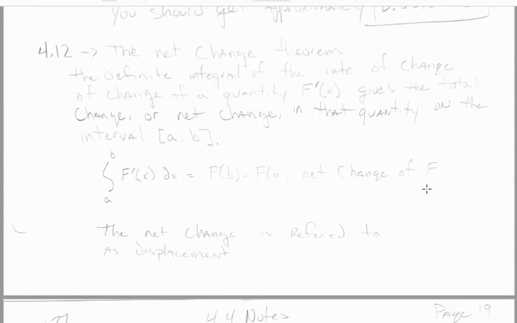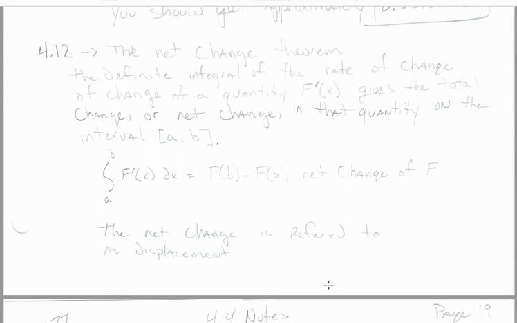Now net change, super easiest part of this entire homework assignment. The net change is the definite integral of the rate of change of a quantity, capital F prime of x, which gives the total change in that quantity on the interval from a to b. It's super simple: the integral from a to b of the derivative of capital F of x. The net change is us taking the antiderivative, evaluating it at b, minus the antiderivative evaluated at a.